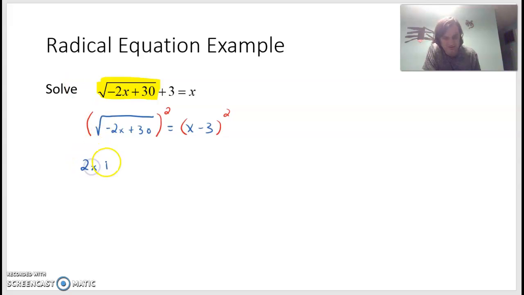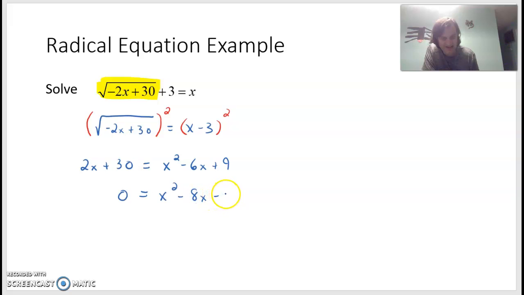Squaring the square root gets rid of the root. So 2x plus 30 on the left. Squaring the binomial, the x minus 3, creates a FOIL, which, collecting like terms, would be x squared minus 6x plus 9. Once again, we're going to move everything to one side, but the root is gone, so now we're just trying to solve. So x squared minus 8x minus 21.